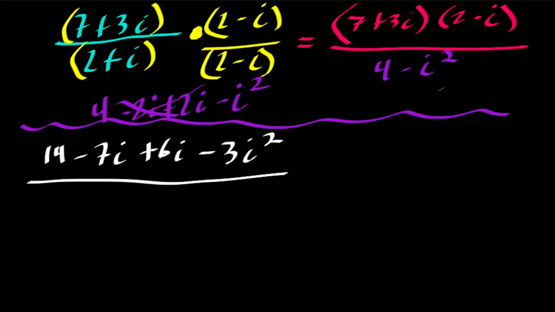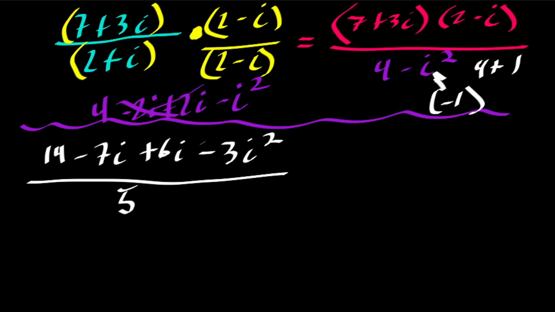All over. Now, right here, you can see on the bottom, we're going to be able to replace this negative i squared with negative 1. So it would give me 4 plus 1. So this is going to give me 5 on the bottom.